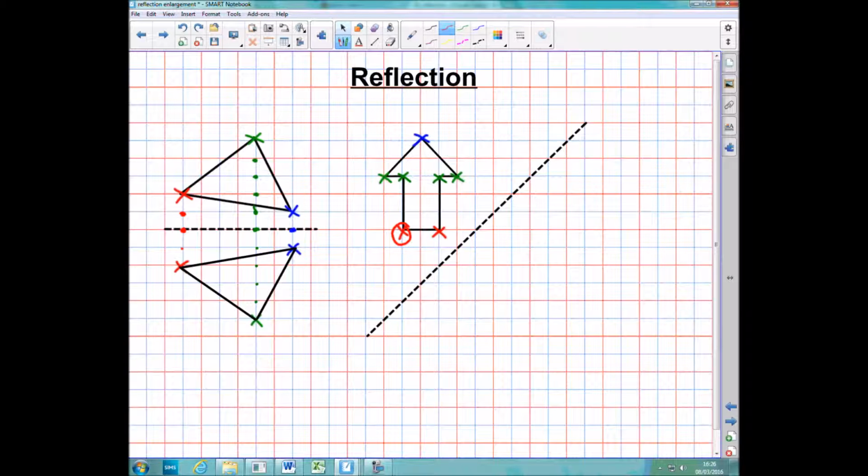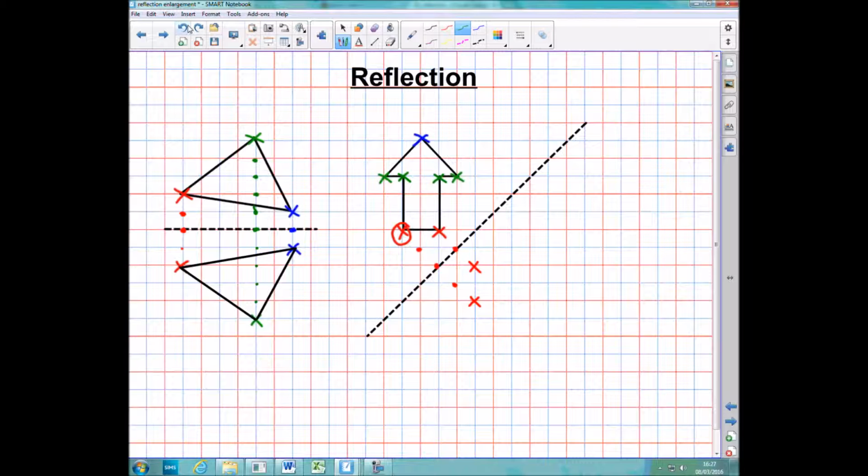Now I can see that it is 1, 2 diagonals away from my mirror line. So I'm going to continue just like I did with the triangle, counting 2 diagonals away, okay, and I end up here. I'm going to do the same thing with the other red corner, and you can see I'm only 1 diagonal away. So my new point will be 1 diagonal away from my mirror line. Now I'm going to do exactly the same thing, only with my green corners.